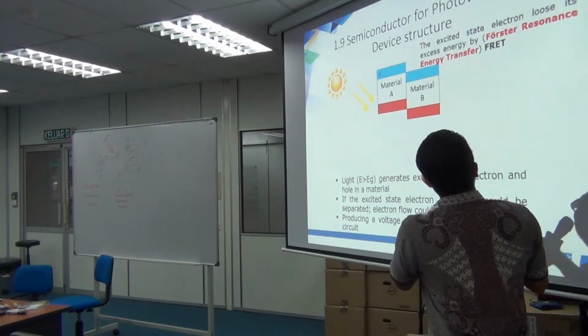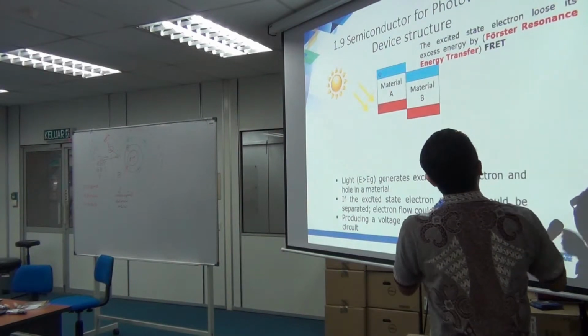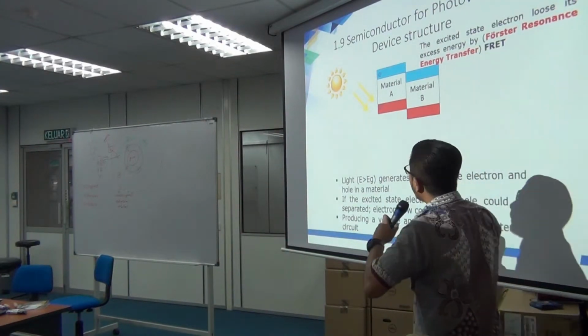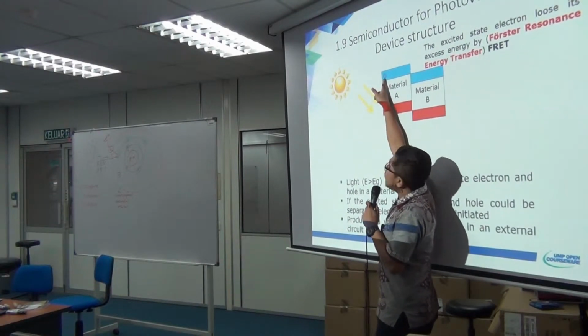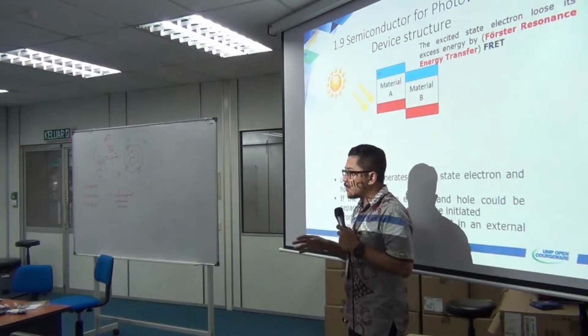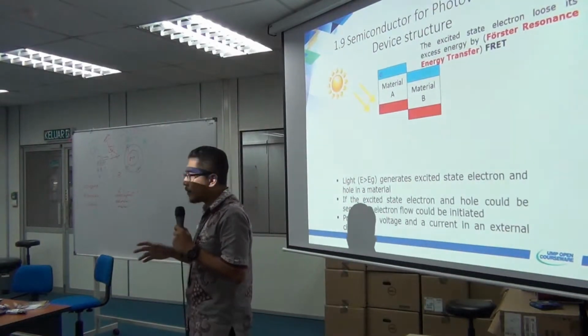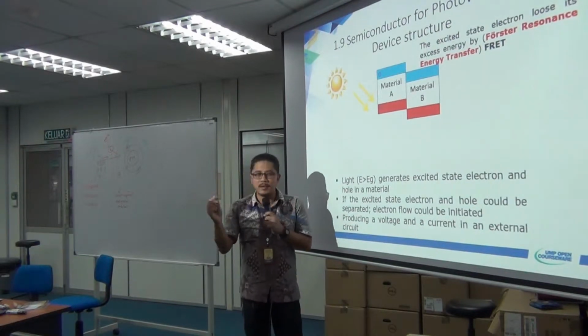So the excited state electron loses its excess energy by Förster resonance energy transfer. This electron injection, electron from high energy state injected to the low energy state, is known as FRET, Förster resonance energy transfer. And of course, the electron will lose its energy a little bit.